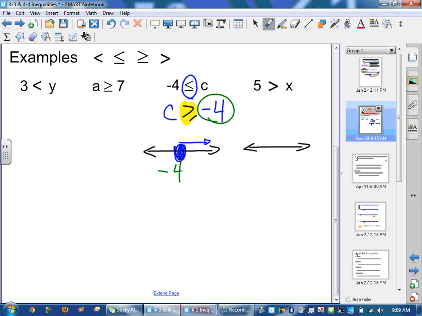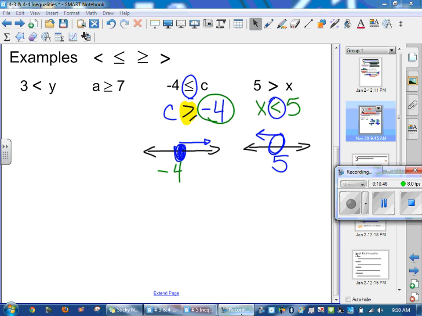Let's look at the last one. We have x less than 5. We have a white circle. It's white because this sign does not have a line under it. We're going to point it left. Okay, what number goes underneath? 5. Perfect. All right, check your work.